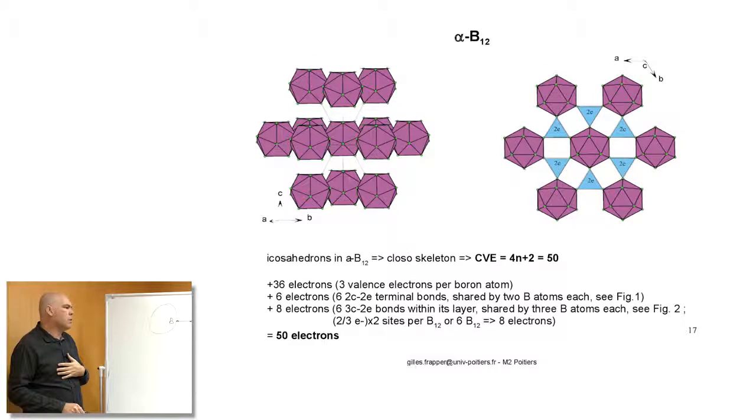And here you have plus 8 electrons, because you have 6 3-center 2-electron bonds, this one here in the structure. You see, you have only 2 electrons here between 3 icosahedrons. Only 2 electrons for 3 contacts, let's say, as we have seen in H3+, actually. So the total number in this case is 50 electrons, as we can expect for a closed skeleton. X is equal to 2. So for a cluster with 12 atoms, as a closed skeleton, it should have the icosahedron structure.